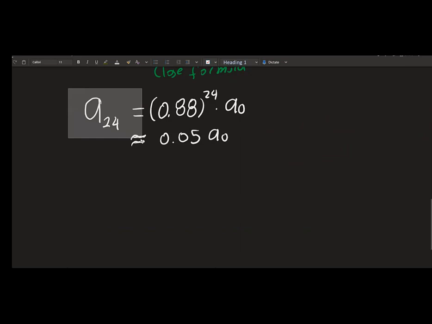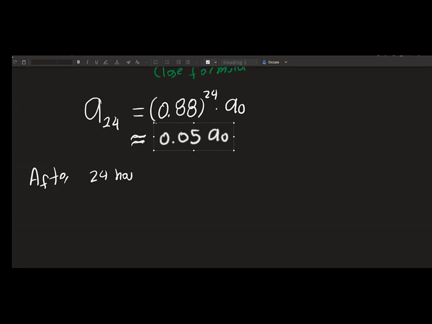Now let's make an interpretation of what this actually means. After 24 hours, we have 0.05 of the initial amount. So what is remaining of that contaminant after 24 hours? In terms of the percentage, after 24 hours, only 5% of the initial contaminant remains.